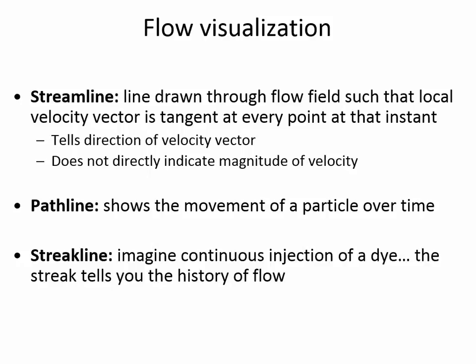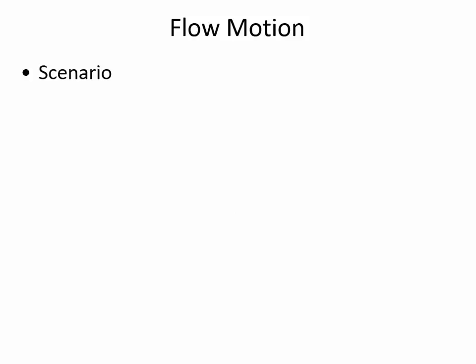And the third kind of flow visualization line that we'll look at is what's called a streak line, and it's also about what's happened over history, but rather than tracking a particle, it tracks the movement of flow at a certain position. So let me show you what I mean about that. These definitions, I hope, will become a little bit more clear.